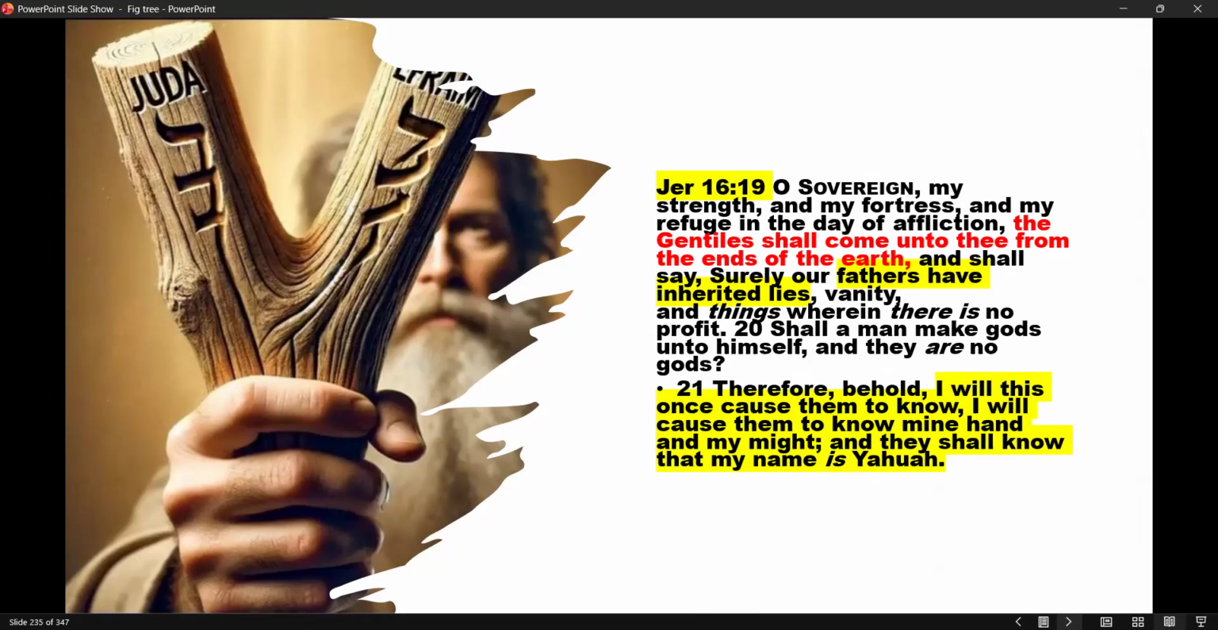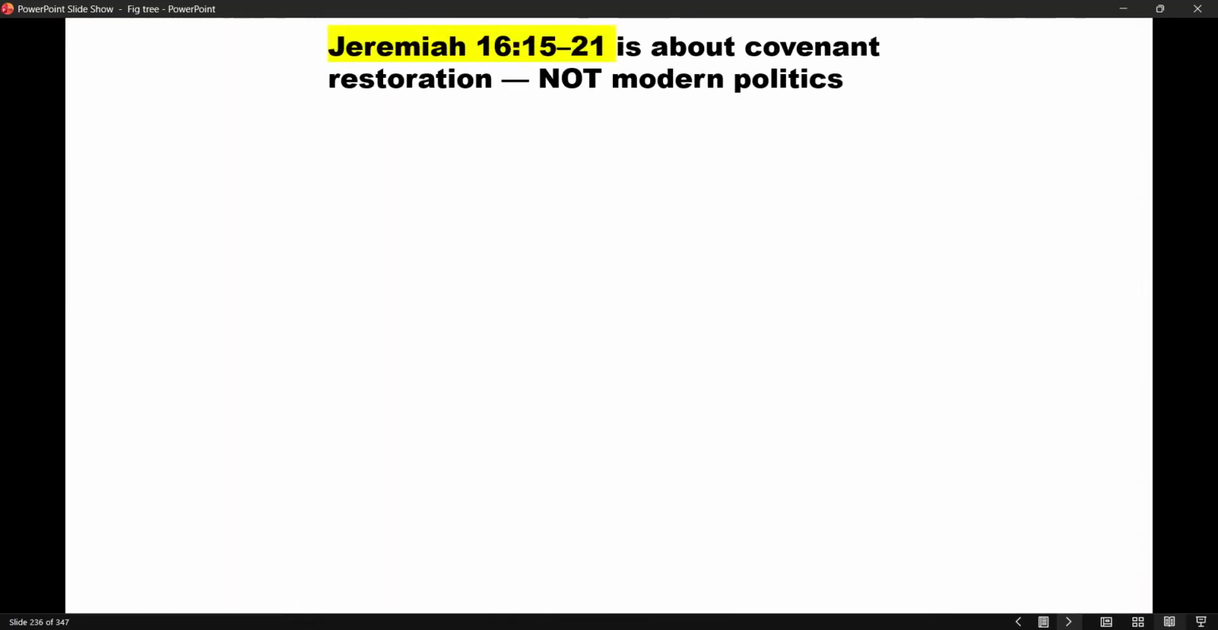So again, he's saying, I will cause them to know me. I will cause them to know my power, my hand and my might. He will do this, not CNN. So Jeremiah 16 is about covenant restoration, not modern politics.